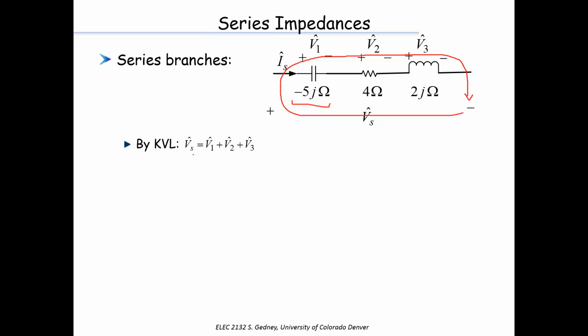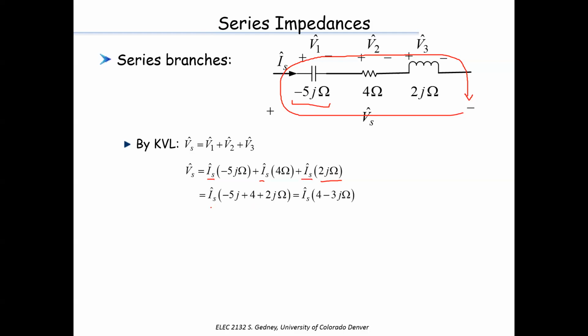Or I can write that as Vs equals V1 plus V2 plus V3. But I can write V1 to be the current Is times the impedance, minus J5 ohms with the capacitor, plus V2 is Is times the resistance, 4 ohms, plus V3 is Is times the reactance, 2J ohms of the inductor. They all share a common current because they are in series.